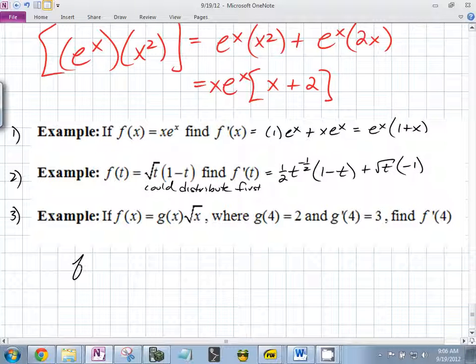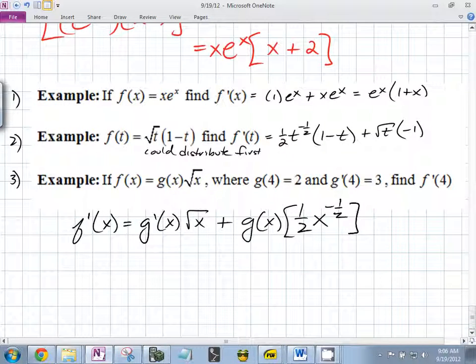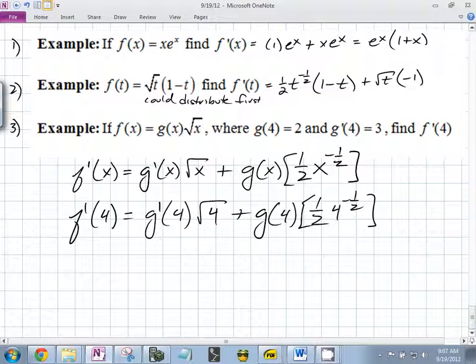So what's f prime of x going to be equal to? g prime of x root x plus g of x 1/2 x to the negative 1/2. So what's f prime of 4 going to be? g prime of 4 times the square root of 4 plus g of 4 times 1/2 4 to the negative 1/2. What's g prime of 4? They tell you that. It's 3.